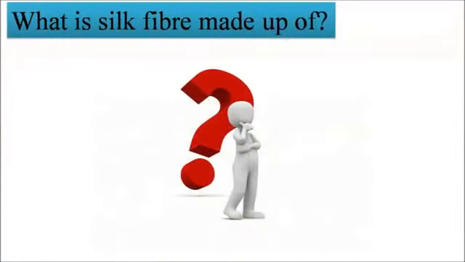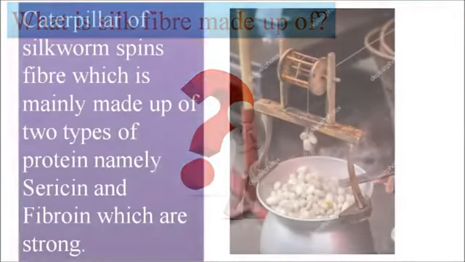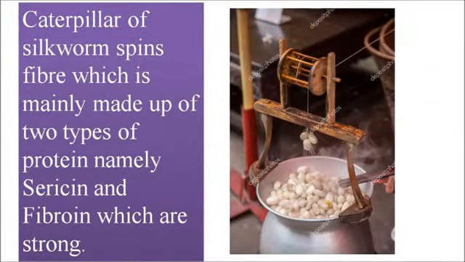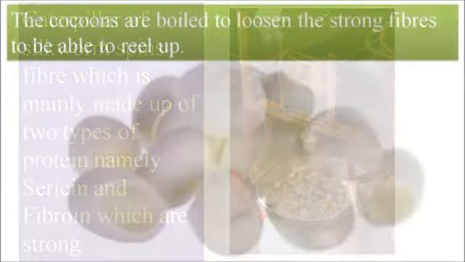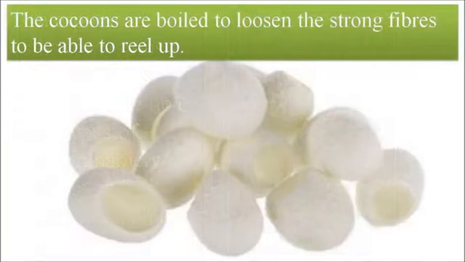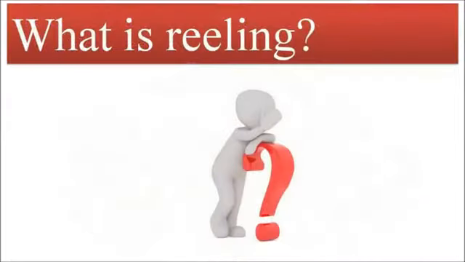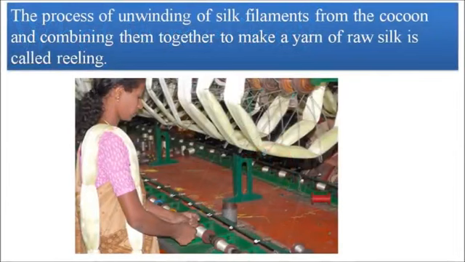What is silk fiber made up of? The caterpillar of the silkworm spins fiber which is mainly made up of two types of proteins, namely sericin and fibroin, which are strong. The cocoons are boiled to loosen the strong fibers to be able to reel up. What is reeling? The process of unwinding of silk filaments from the cocoon and combining them together to make a yarn of raw silk is called reeling.